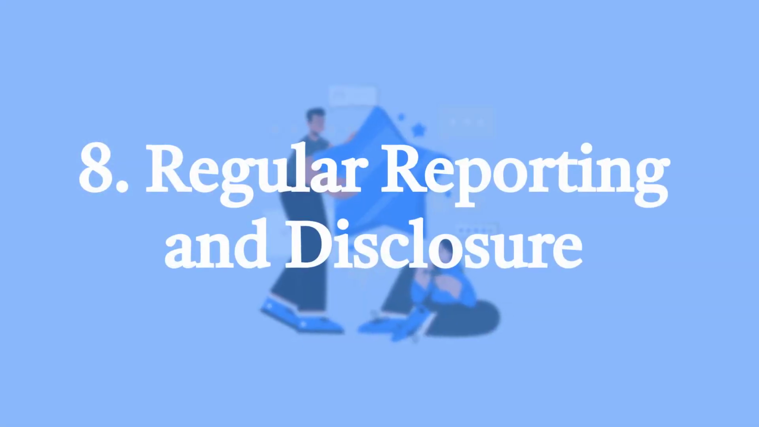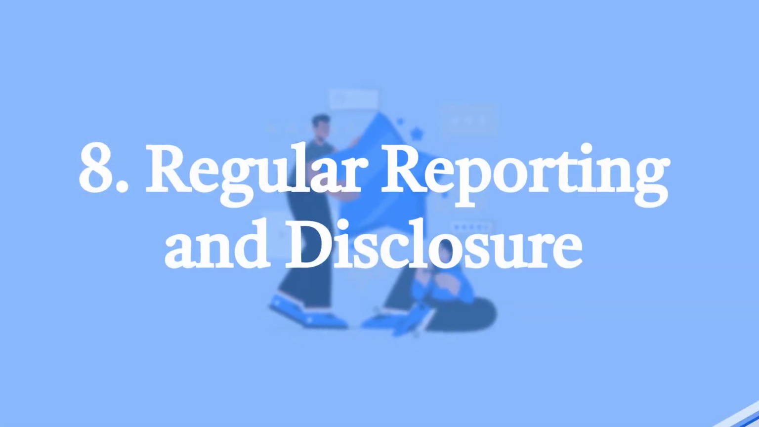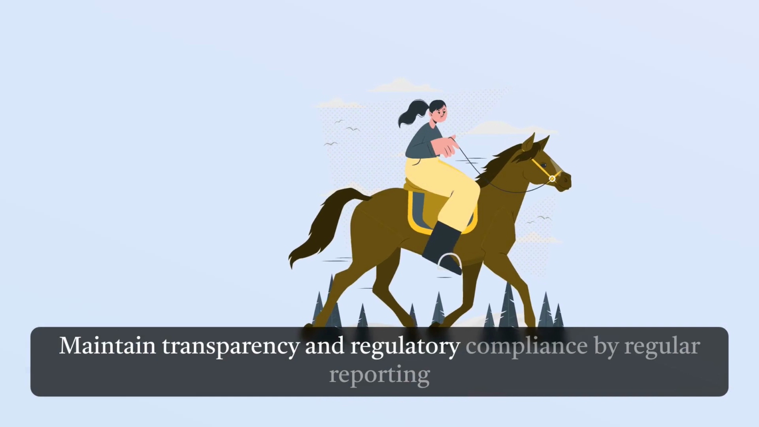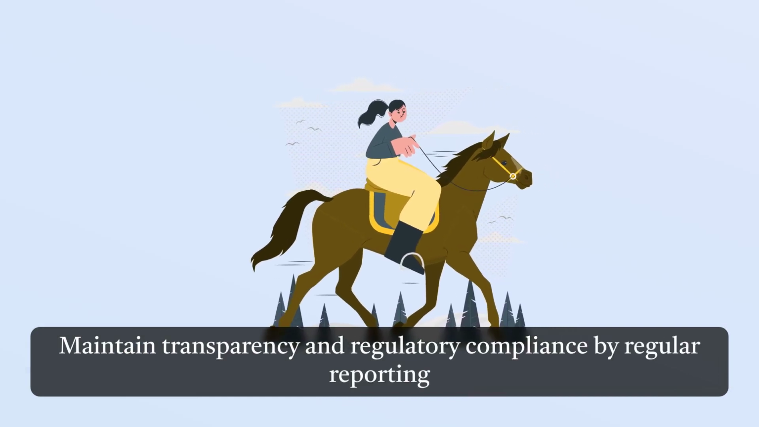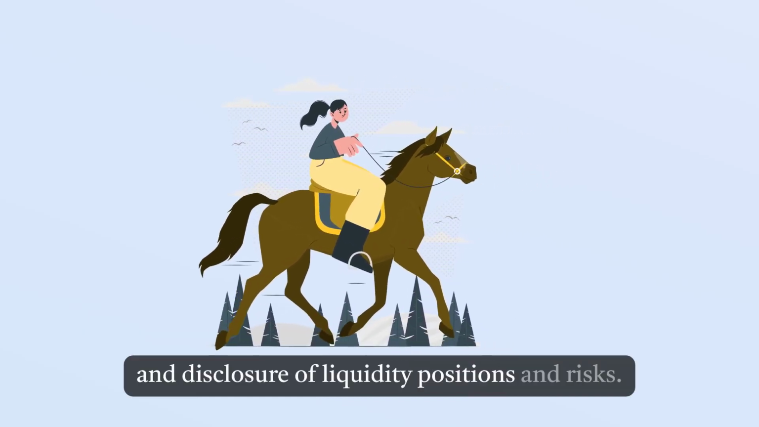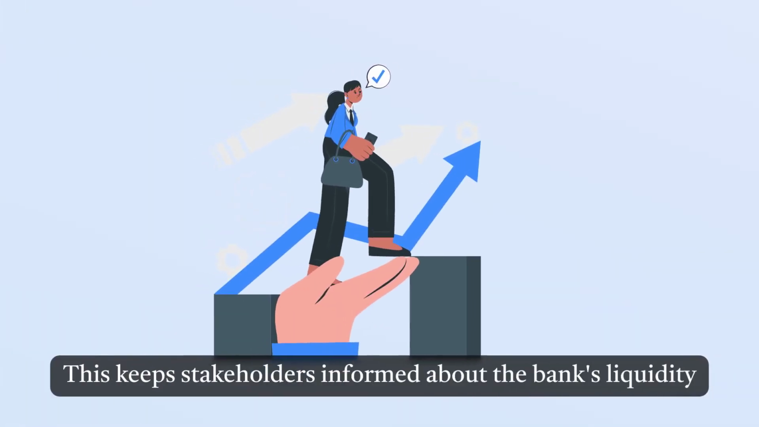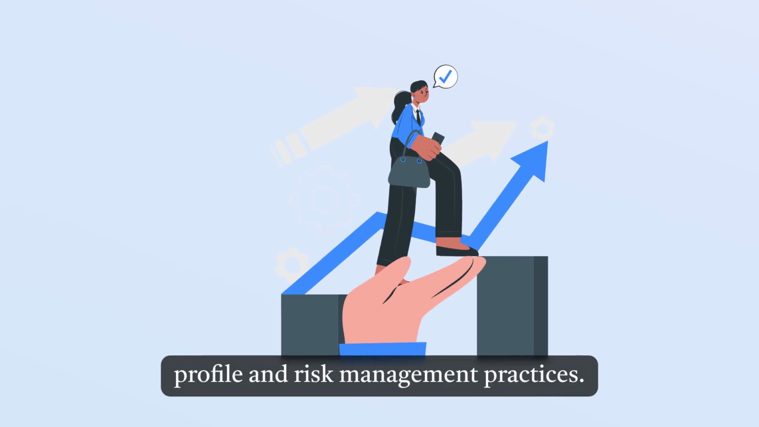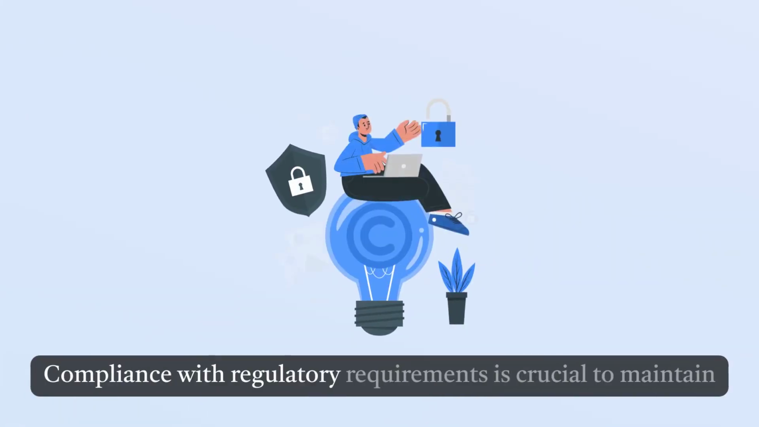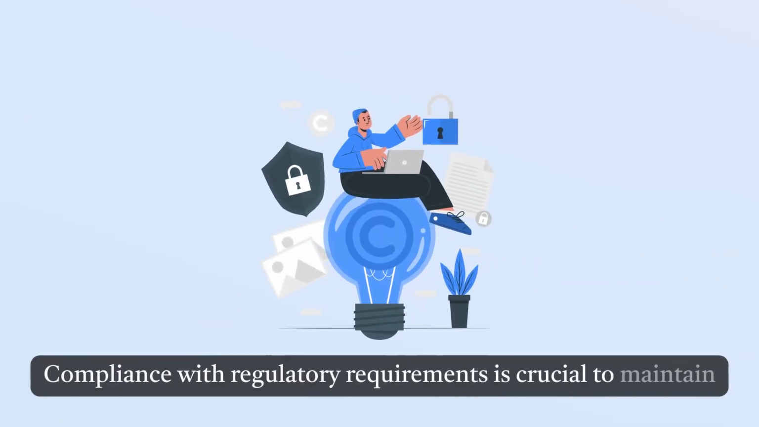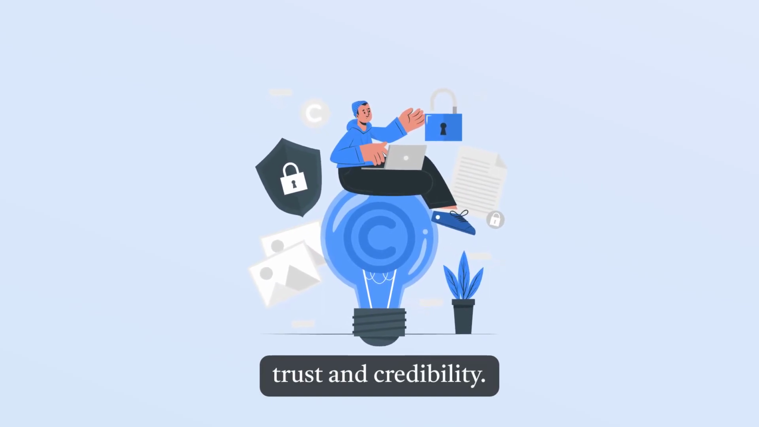8. Regular reporting and disclosure. Maintain transparency and regulatory compliance by regular reporting and disclosure of liquidity positions and risks. This keeps stakeholders informed about the bank's liquidity profile and risk management practices. Compliance with regulatory requirements is crucial to maintain trust and credibility.